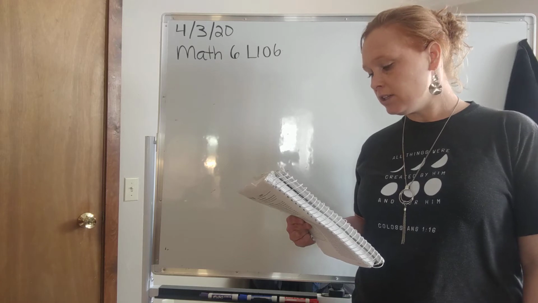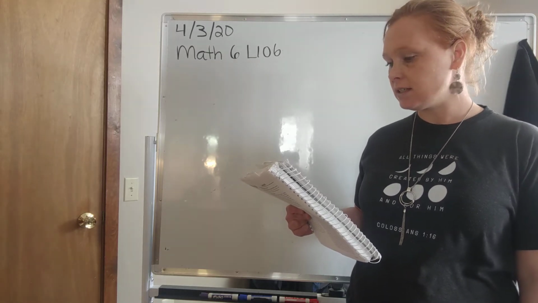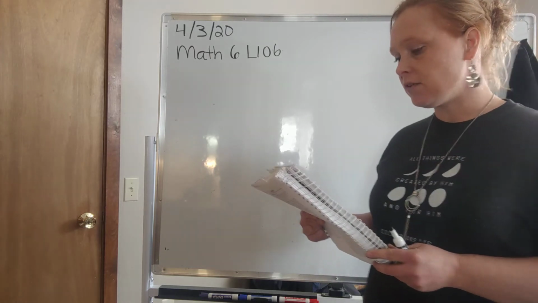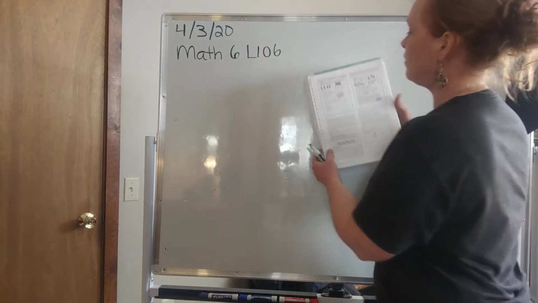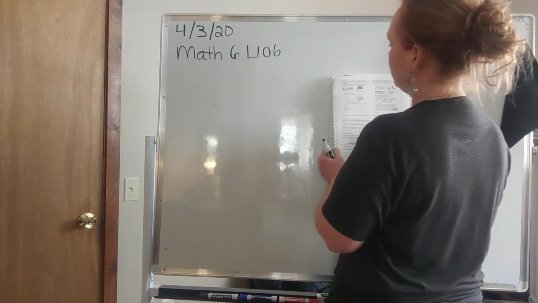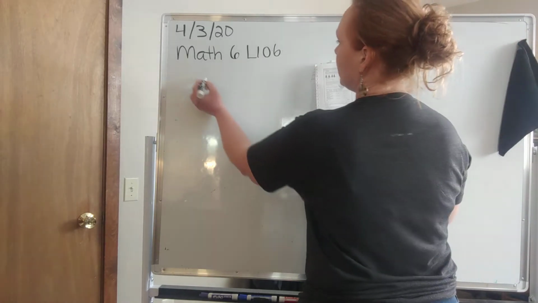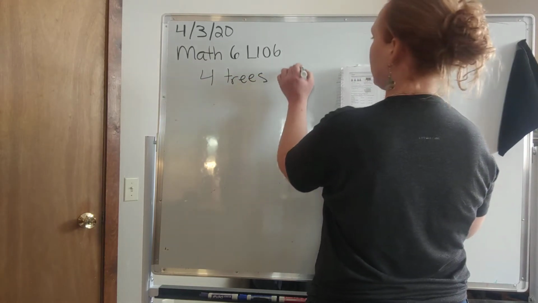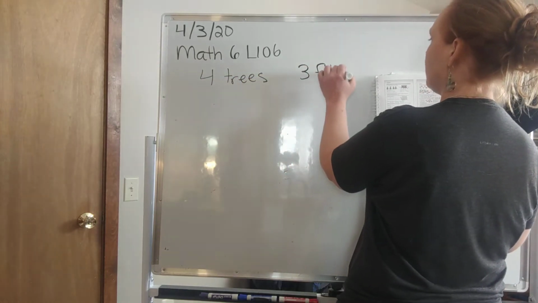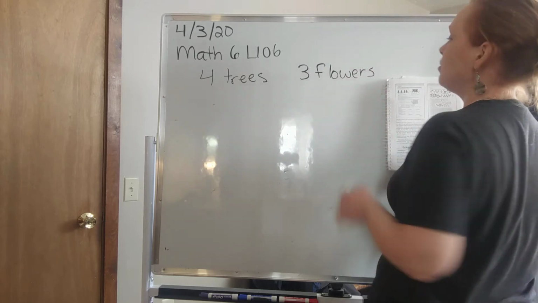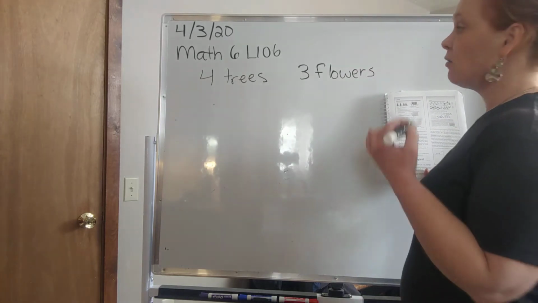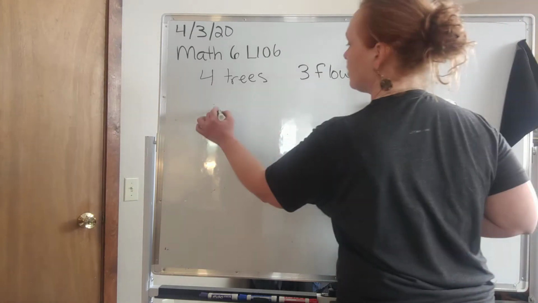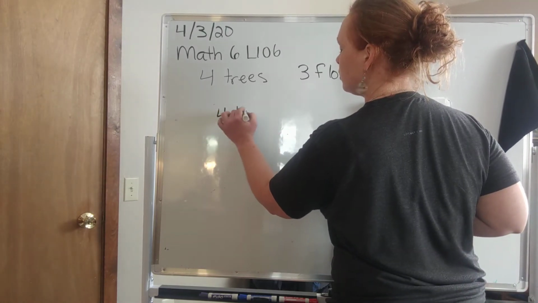If you look at your book on page 256, it says a ratio is a comparison of two numbers. It can be written in different forms. If you look up at the picture of the trees, we have 4 trees and we have 3 flowers in that picture. There's a couple of different ways that we can write a ratio to compare these two numbers. The first one is we could say we have 4 to 3.